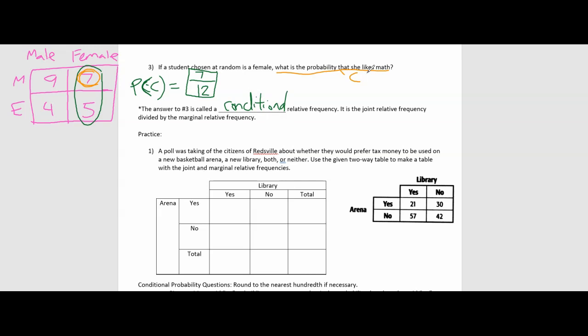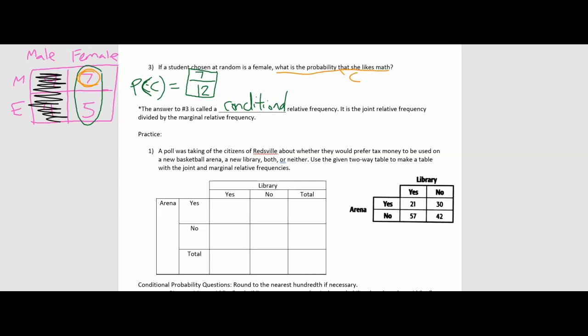But really, all this is that we're assuming that something is true, right? We're assuming that the student chosen was female. So we're eliminating a certain part of the table. We're not even looking at it. So in this case, we weren't even looking at the male column. So we were comparing something from the female column to the entire female column in general, right? 7 out of the 12 females like math.